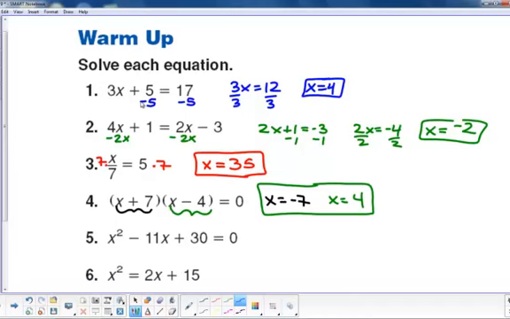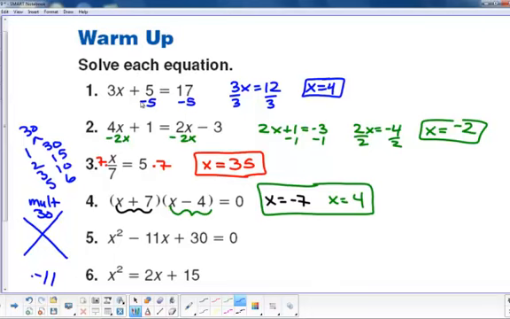The next one, we're going to factor this. 2 numbers that multiply to give you 30 and add to give you negative 11. Well, let's think of the factors of 30. 1 and 30, 2 and 15, 3 and 10, 5 and 6. If they multiply to give you a positive and add to give you a negative, it would have to be negative, negative. So negative 5 and negative 6 is our only one that will work.